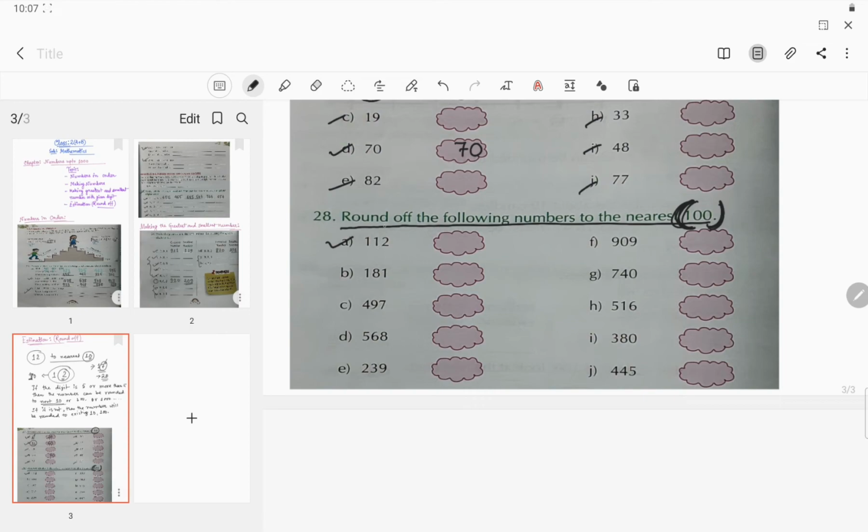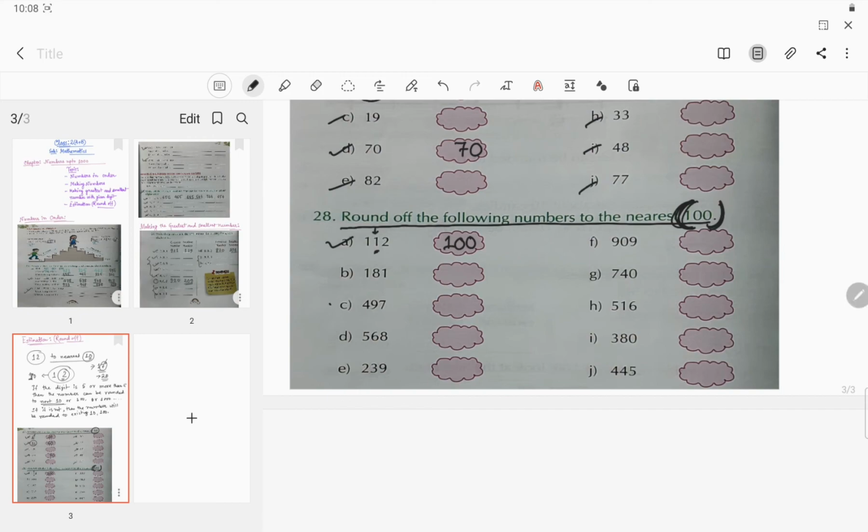So for this number 112, what will you check? The tens place. The digit is 1. That means it is less than 5. That means this 112 will be rounded to the existing 100. Existing 100 is only 100, because if you write the number as the sum of its place values, it will be 100 plus 10 plus 2. So existing 100 is only 100, so it will be 100.